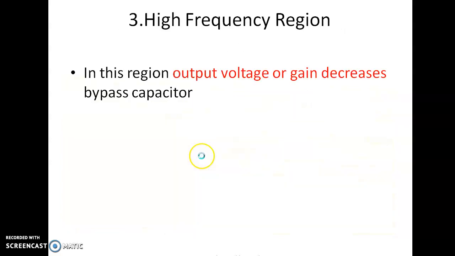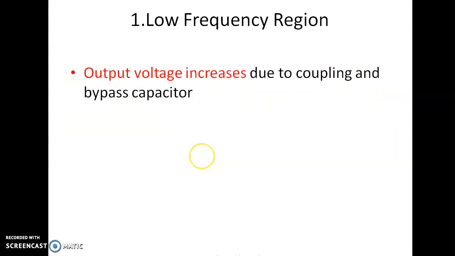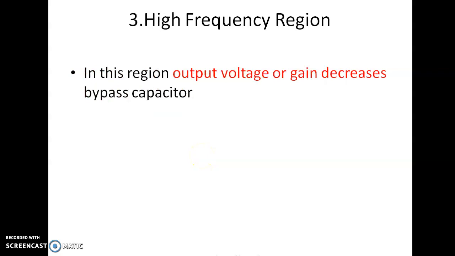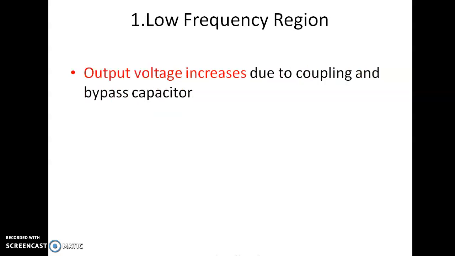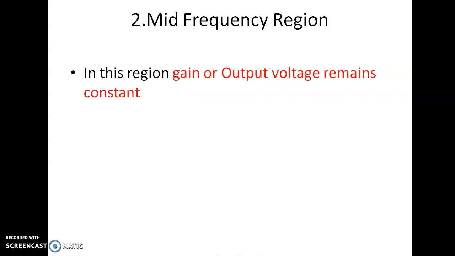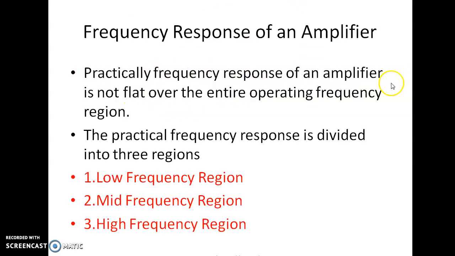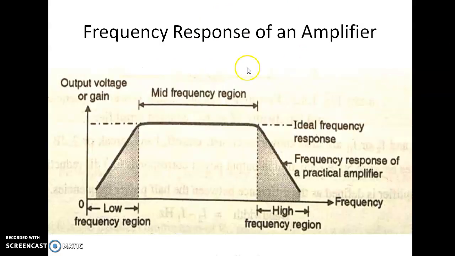So we are getting three regions: low frequency region, mid frequency region, and high frequency region. In the low frequency region, the output voltage is increasing. In the mid frequency region, the output voltage remains constant, and in the high frequency region, the output voltage or gain is decreasing. So we are getting the three regions of the frequency response of an amplifier: low frequency region, mid frequency region, high frequency region.